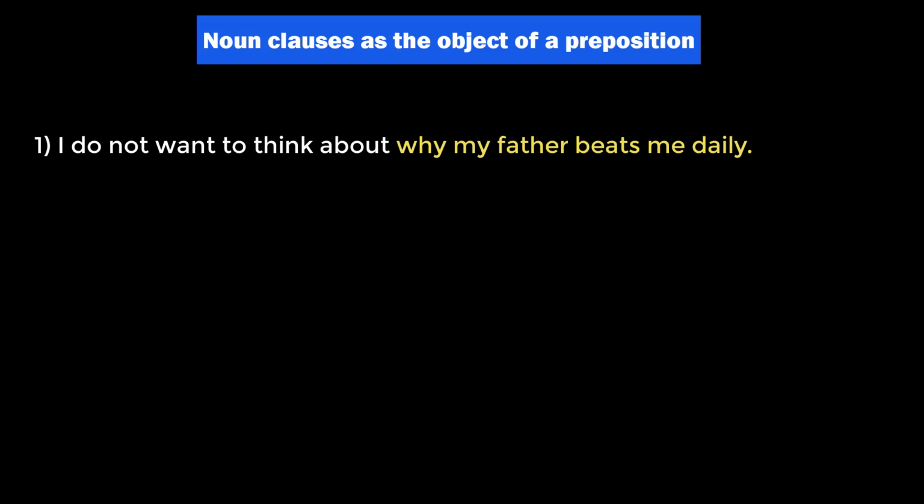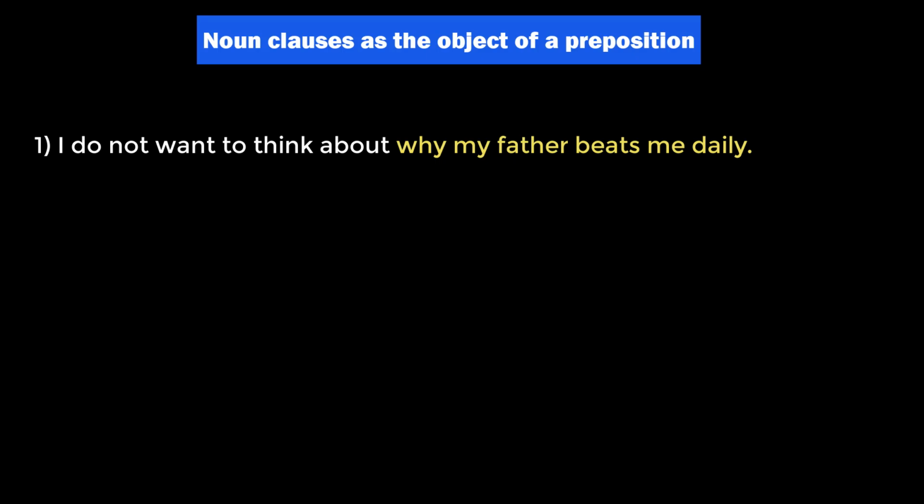I do not want to think about what? About is a preposition here, right? Why my father beats me daily is my noun clause working as the object of the preposition about. I do not want to think about what? The moment you ask the question what, you get your answer. Why my father beats me daily. Why my father beats me every day. I really don't want to think about that.